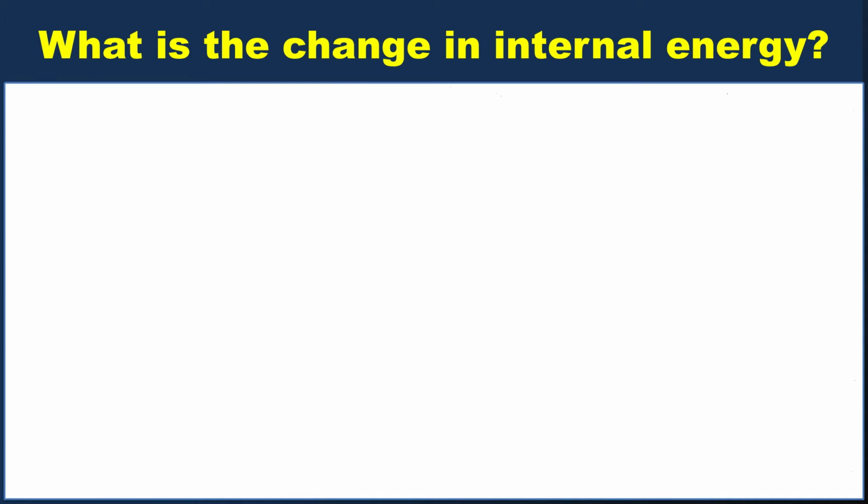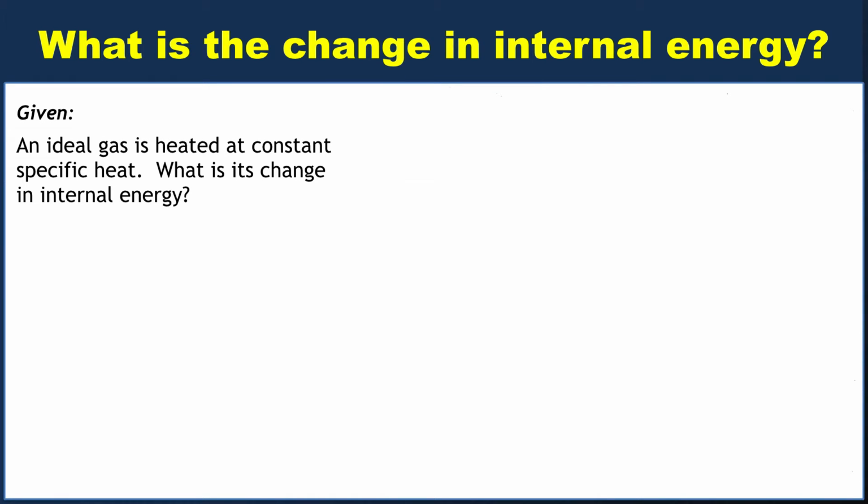Let's practice computing the change in internal energy for an ideal gas system. So we're told that an ideal gas is heated at constant specific heat. That means the specific heat does not change over the temperature range under consideration. Not generally true, but in this problem it is. We want to know its change in internal energy. Okay, not enough information yet.